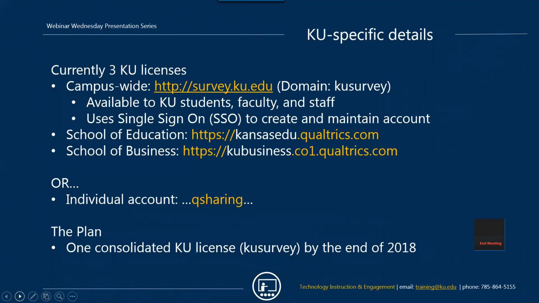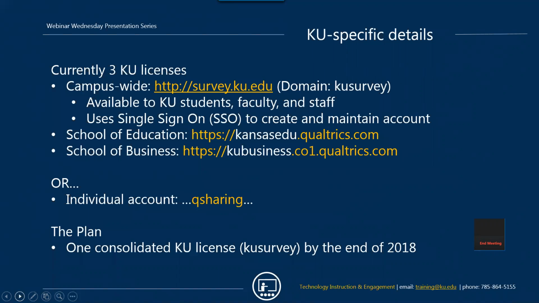There's also 2 other existing licenses that are older than the campus-wide license. There's the School of Education license. You can see the URL there. It's kansasedu.qualtrics.com. There's also a School of Business license, KU Business. Or there's a chance that you have an individual account you created on your own, and most of the time the domain for those individual accounts has Q sharing in the domain.